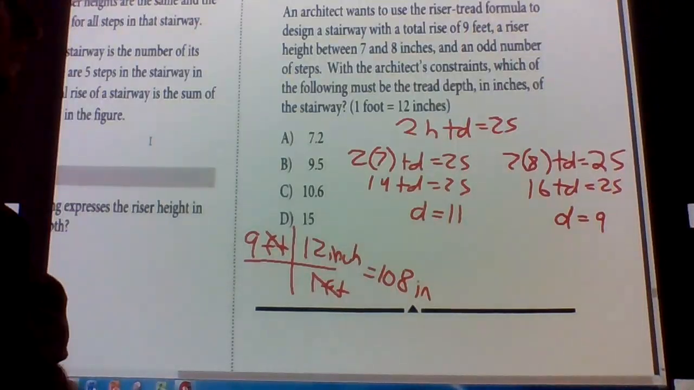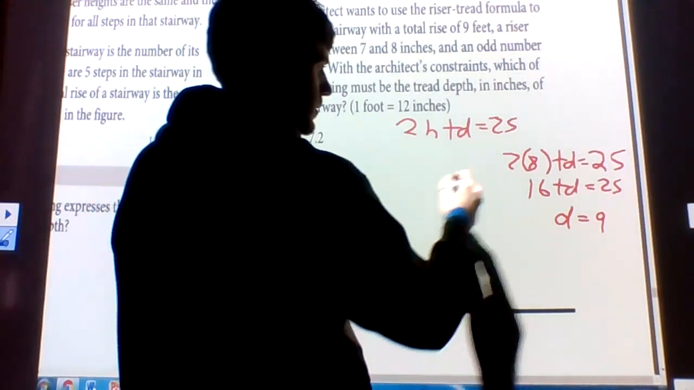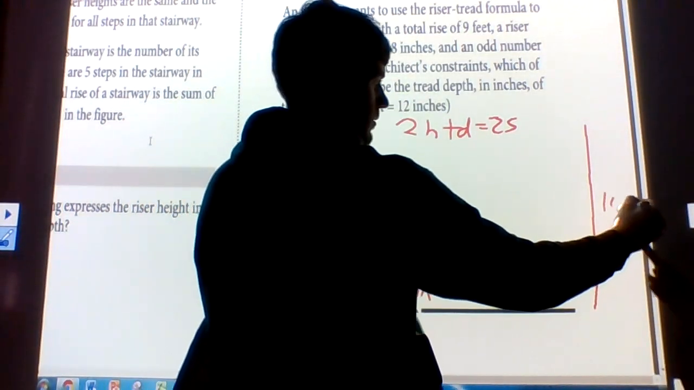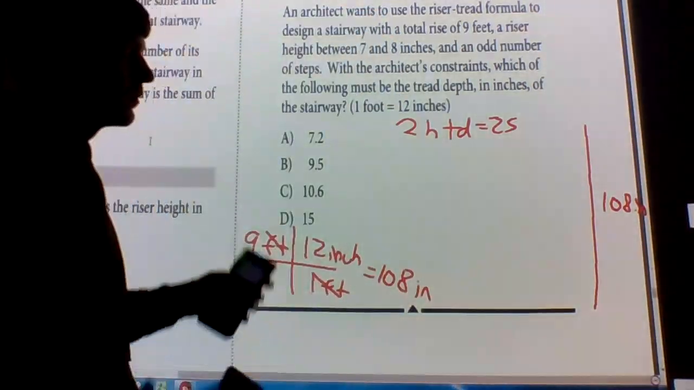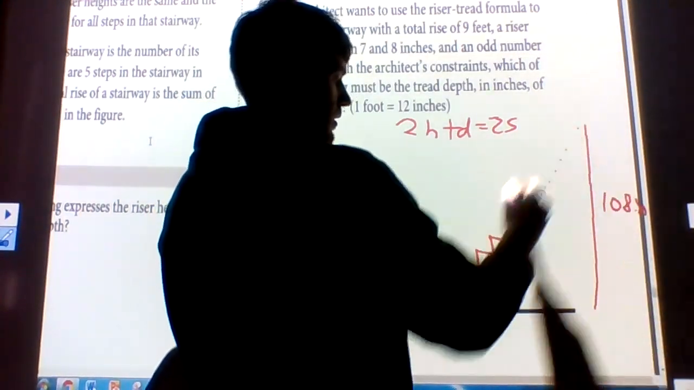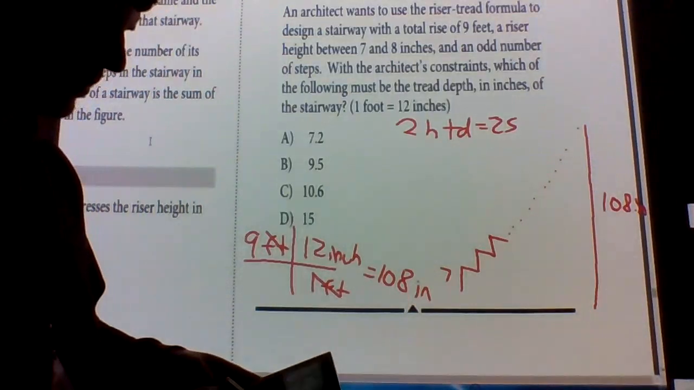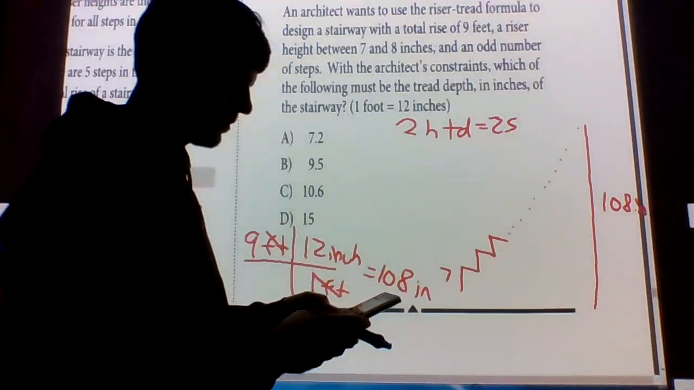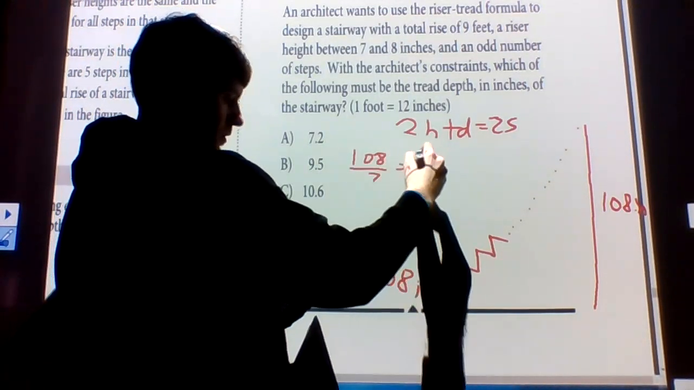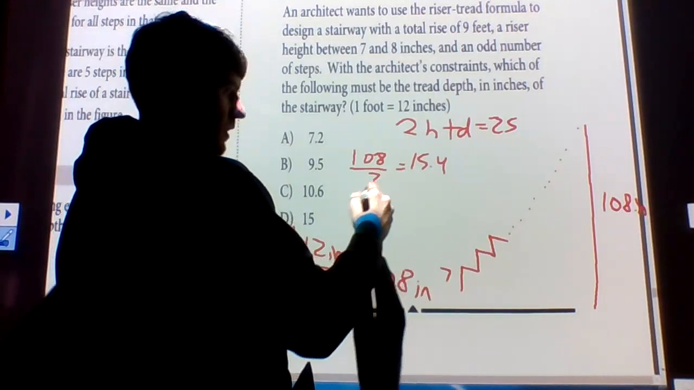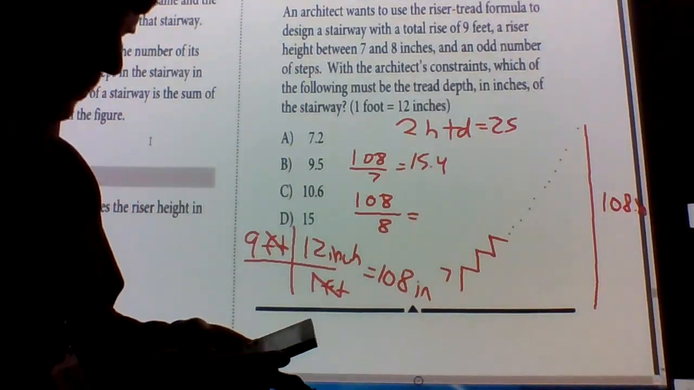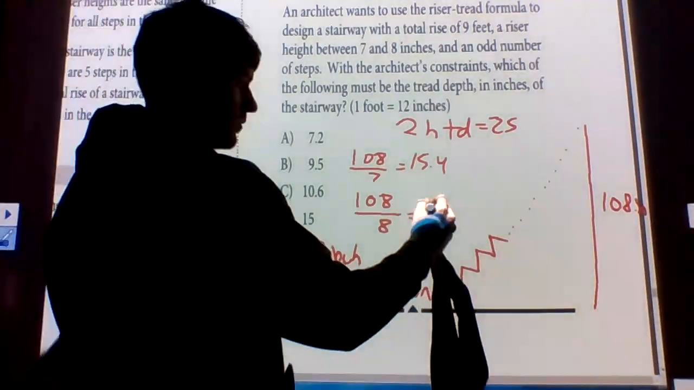We don't care about that, we only care about the height. Yeah, we don't care about any of this. Okay, we want the height. So we know that the total height here is 108 inches. If the height was 7 inches for each step, we can do 108 divided by 7, which is going to be 15.4. We can do 108 divided by 8, which is 13.5.